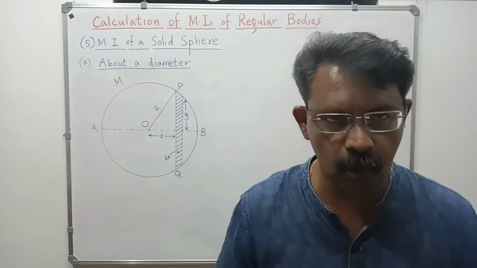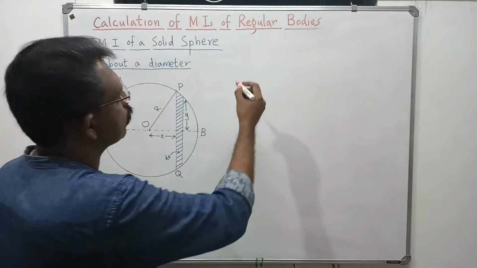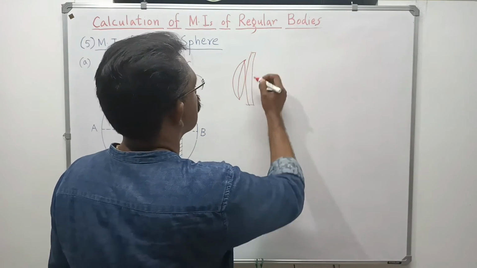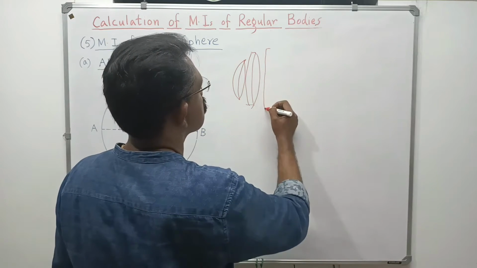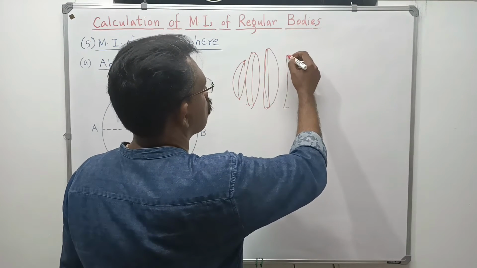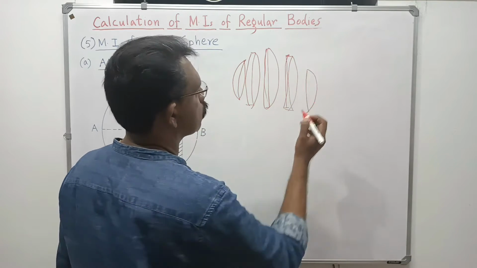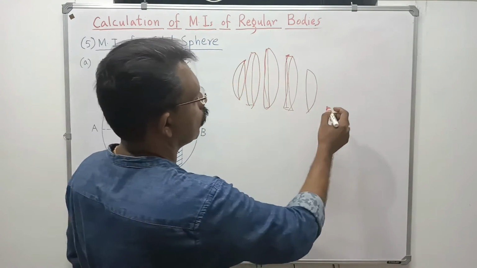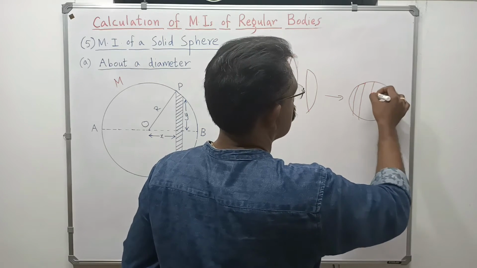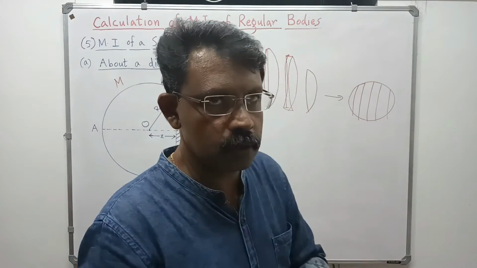To explain more, I can draw a picture like this. When I am slicing this solid sphere, one portion will look like this, another portion will look like this, with increasing radius. Another disk will be like this, the next one like this, and finally we'll have a portion like this. When all these are joined, I will get a sphere. So I can imagine that a solid sphere is made up of discs.